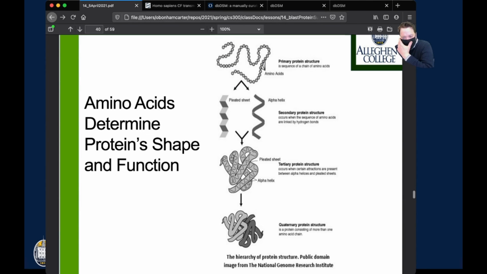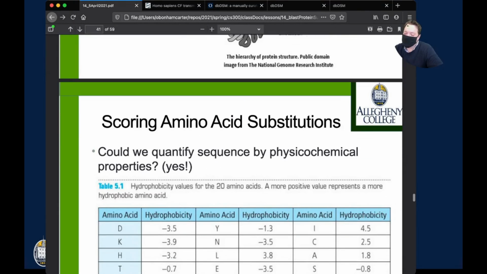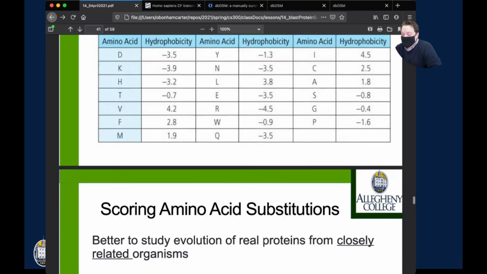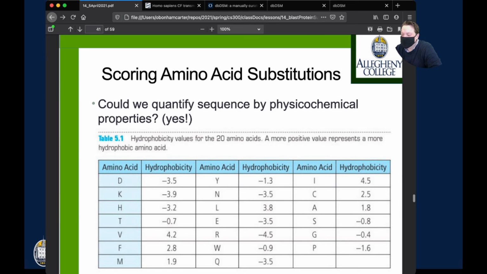So I think I've made this point before, that amino acids determine the shape and function of the protein. And so if we know that the amino acids control the shape and function of the protein, we can look into certain pieces of knowledge about each of the amino acids in that protein to find out, well, what kind of hydrophobicity is there? Is it going to attract water, or is it going to repel water? And how does that property in the first sequence compare with the other sequence? And so you can use that as a comparison metric. So, getting back to the question here, can we quantify sequences by physiochemical properties? A resounding yes, you can.